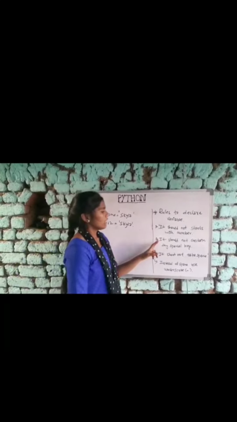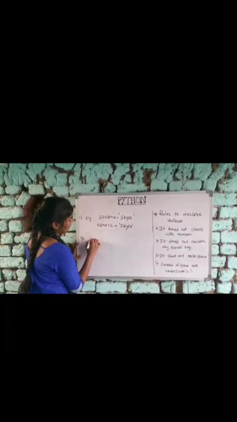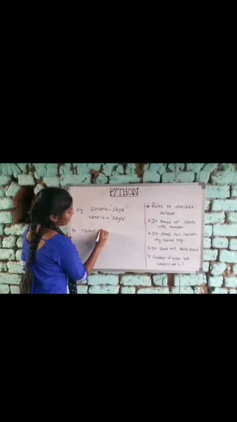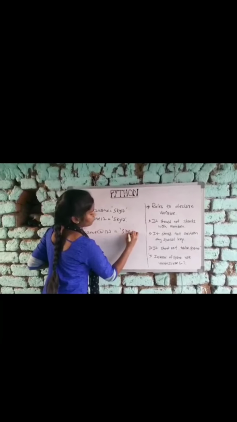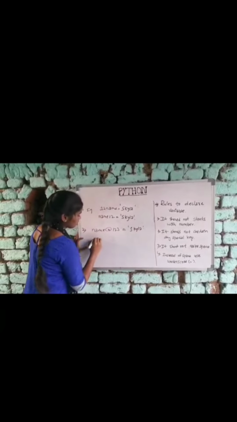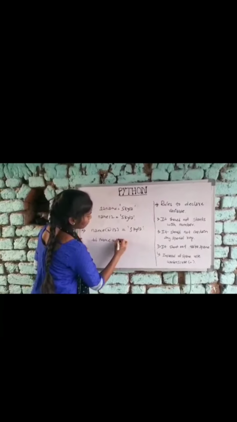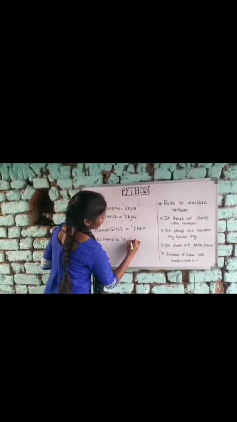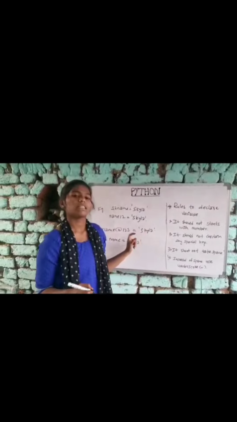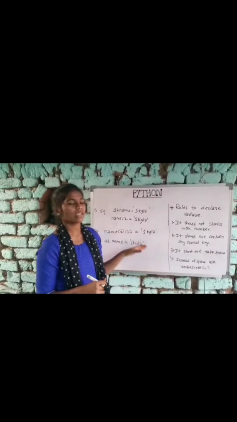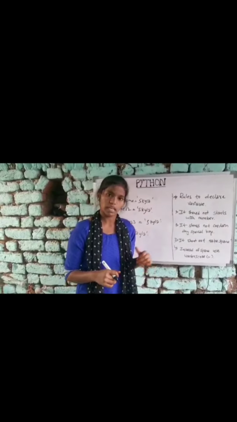Second rule: it should not contain any special keys. Example, name@123 = "Skyla", or else #name = "Skyla". When we write code like this, it shows an error because we used special keys. That's why it shows an error.